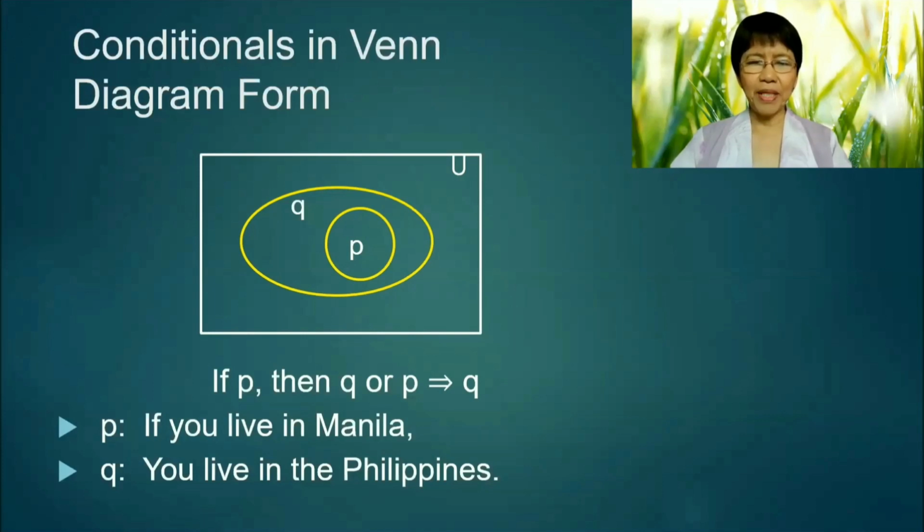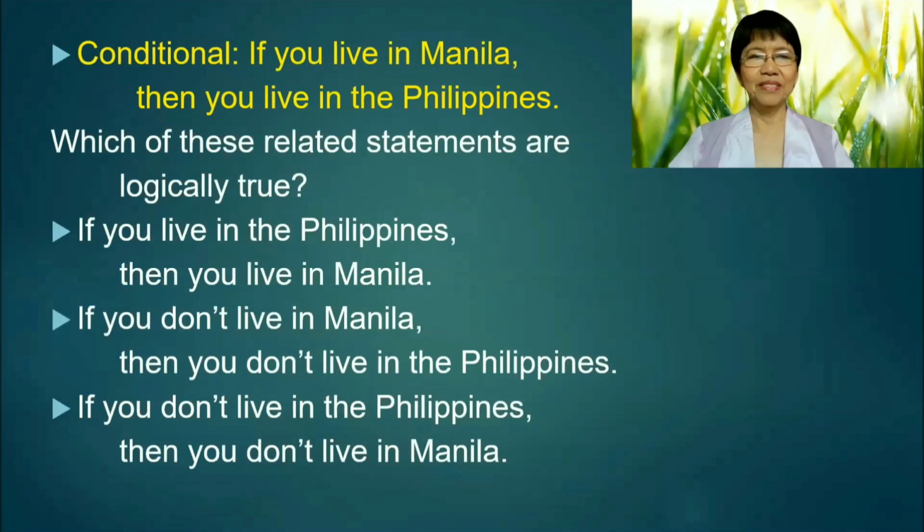Example: P is if you live in Manila, then Q is you live in the Philippines. So if you live in Manila, which is a city in the Philippines or a subset of the Philippines, then you should also live in the Philippines. So the conditional is if you live in Manila, then you live in the Philippines.